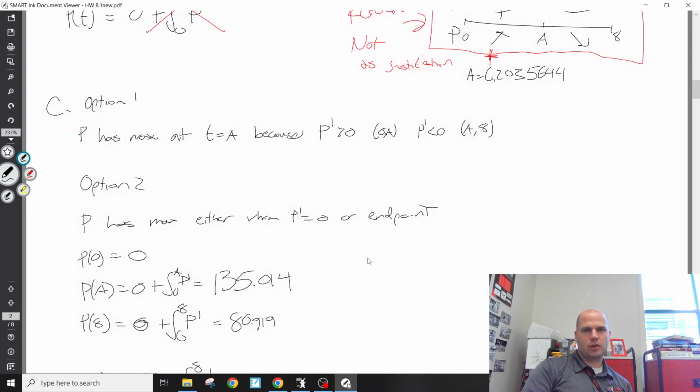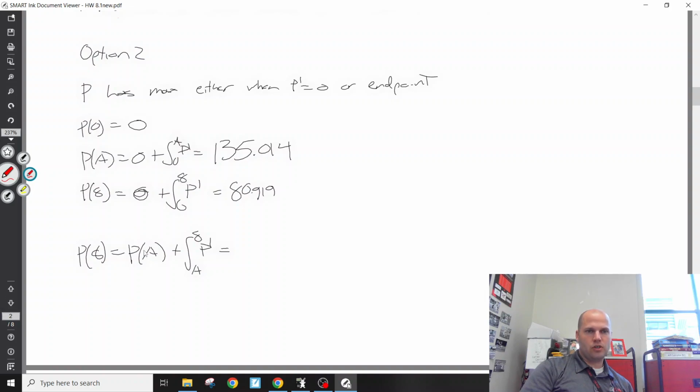Okay? So the area under P prime in this case was a positive 135 and then a negative 54. The overall displacement was 80.919. Add that to 0 because you got nothing to start with. Or you could just say, starting with 135.014, adding this number, and I get that 80.919. You'd say that's the max speed.